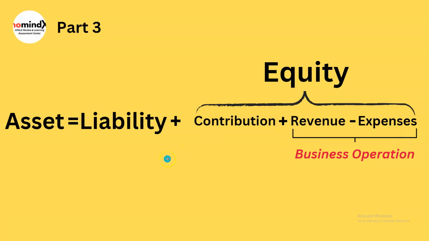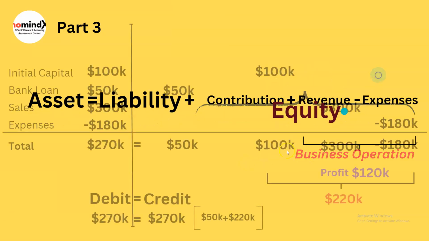So we can now expand our equation from just the simple asset equals liability plus equity. Now we have equity broken down into contribution plus revenue minus expenses. So our expanded formula will be asset equals liability plus contribution plus revenue minus expenses. These two, revenue and expenses, generate profit or loss. This is arising from the business operation. This contribution is not arising from business operation, but from the capital contribution of the owner of the business.